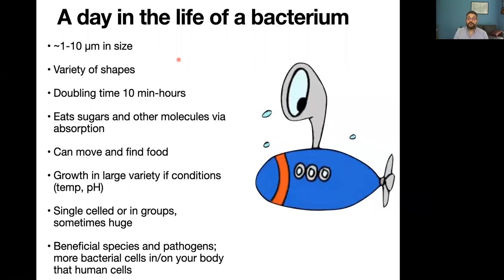And many of them are super important to our bodies. We wouldn't be alive without them, except there are others that will kill us, obviously. In fact, one fun fact is that there are more bacterial cells in and on your body than your own human cells. They're much smaller, of course, but there are more of them.